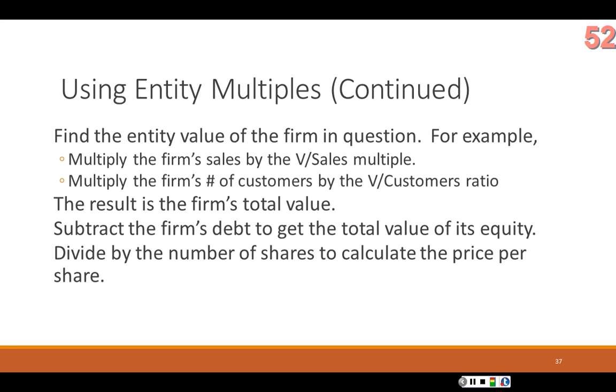So you need to find the entity value of the firm in question. You multiply the firm's sales by the entity value divided by the sales multiple, so the average sales of the industry, or by the customer ratio, and this would give you the firm's total value. You subtract the firm's debt to get the value of equity, and then divide by the number of shares to calculate the price per share.